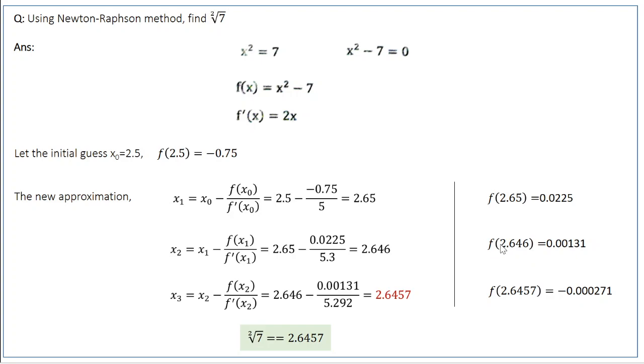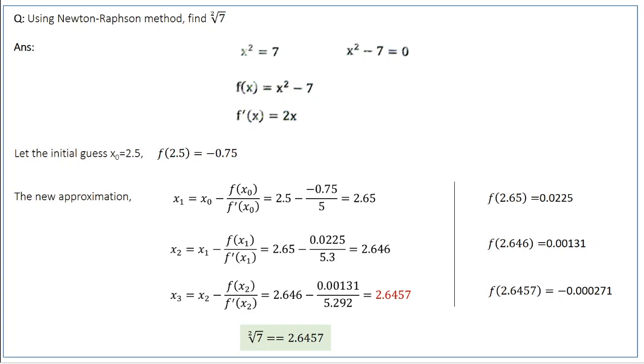Let's do one more iteration. Find out x3. You will find its value as 2.6457. And when you calculate f of 2.6457, you get something like minus 0.000271. This is not exactly 0, but this is very, very close to 0, right?